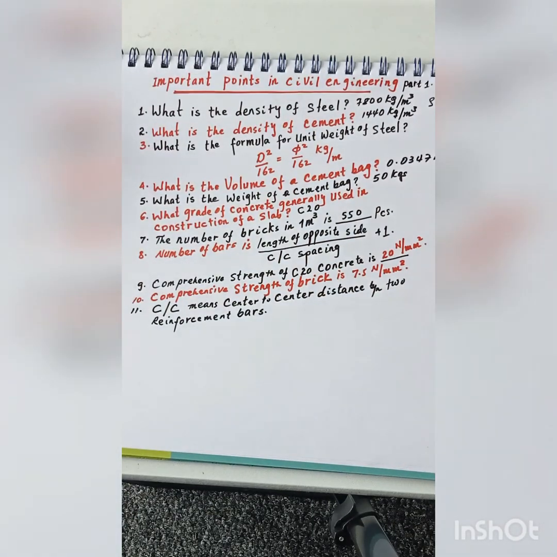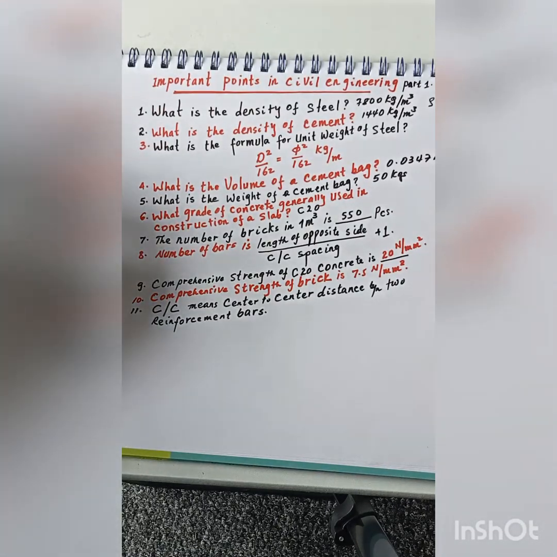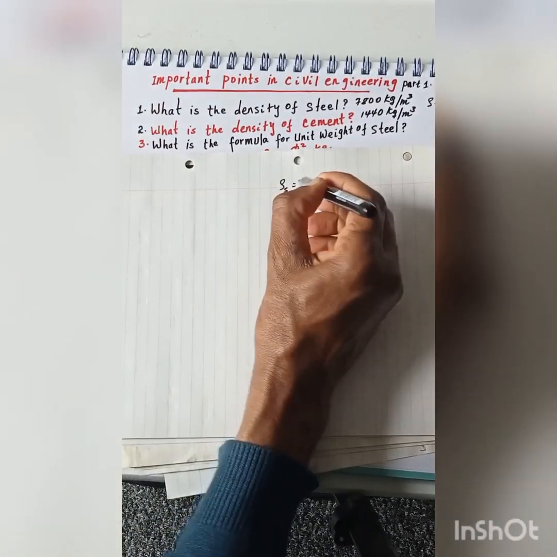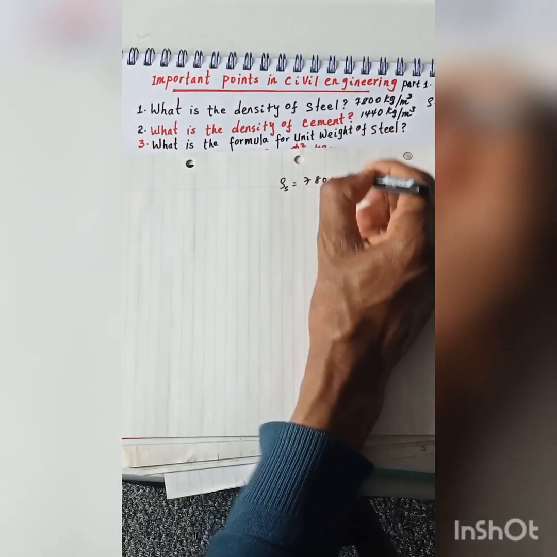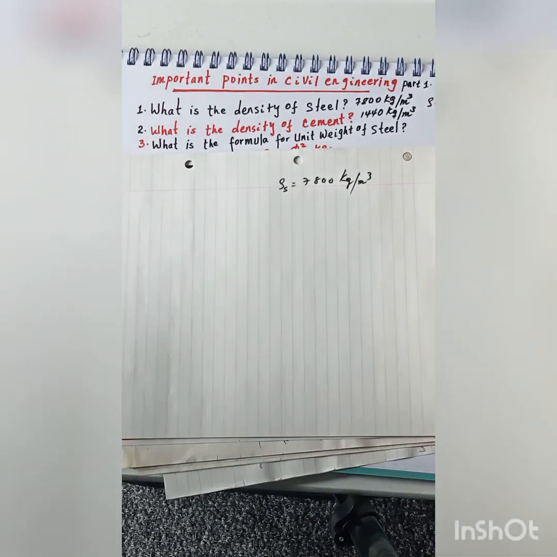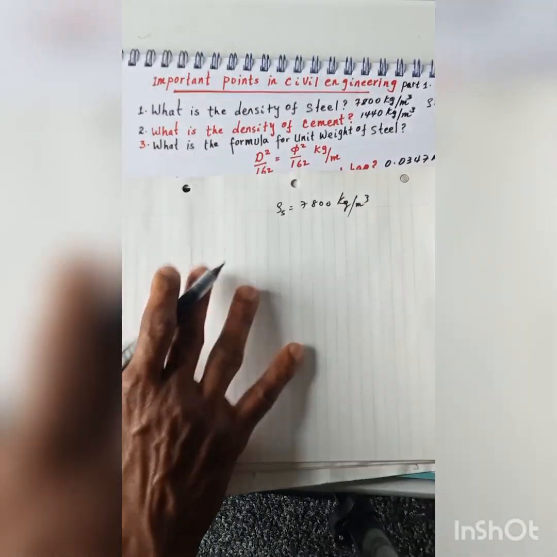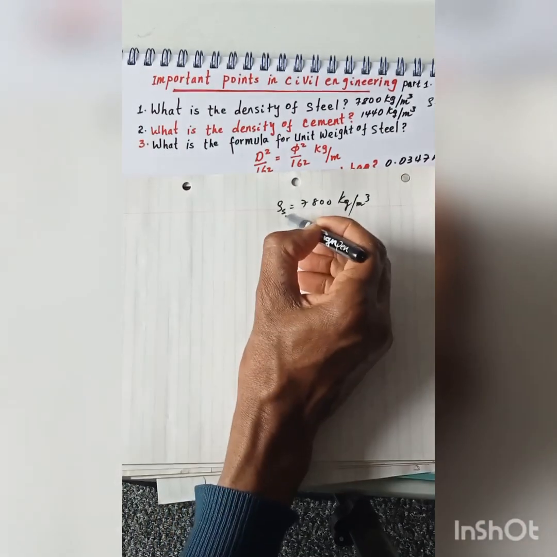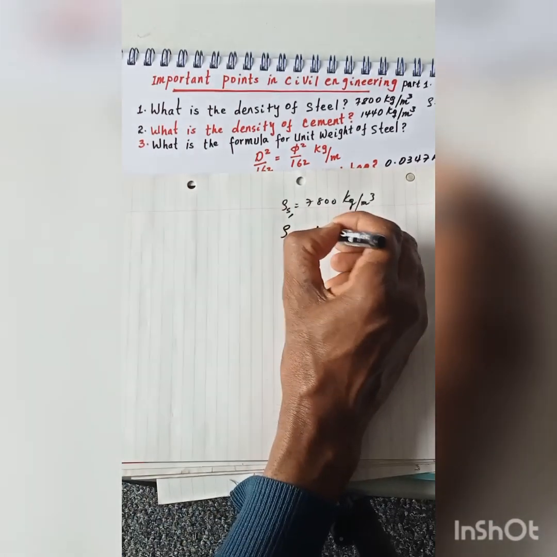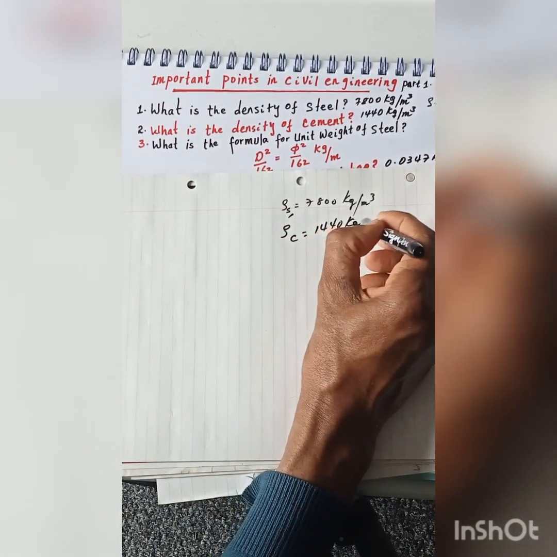Number one, what is the density of steel? Everybody should memorize this point. Density of steel is 7800 kilogram per meter cubed. Number 2, what is the density of cement? Not only for steel, for cement also. Density of cement is 1440 kilogram per meter cubed.